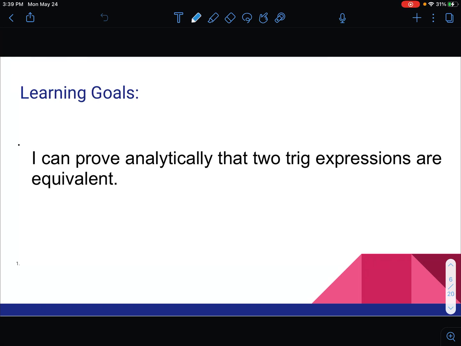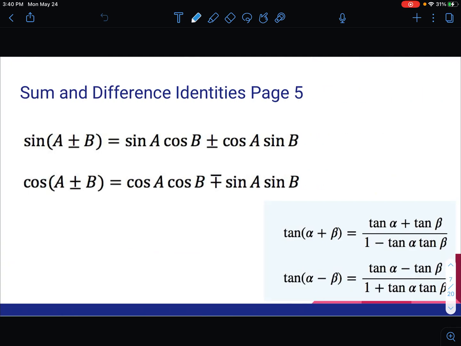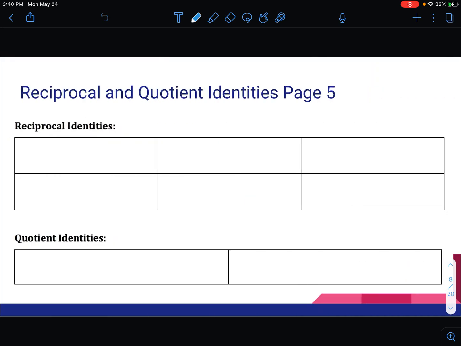Hi students, this is going to be a learning goal about proving analytically that two trig expressions are equivalent. So your job will be to use different strategies and be able to justify each step. We've already talked about the sum and difference identities, and we're going to go ahead with page 5 and fill in some of the other identities.